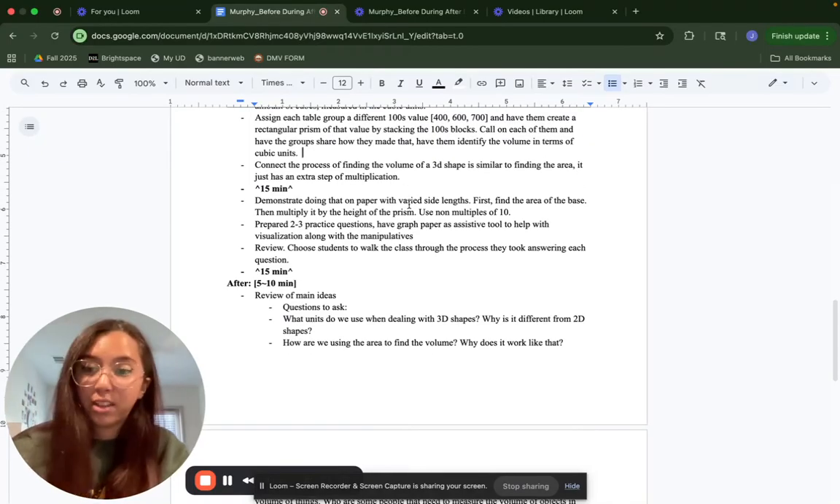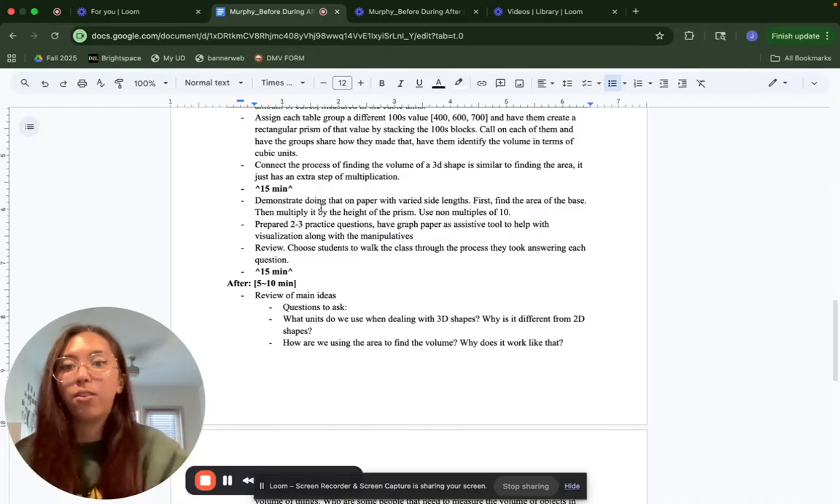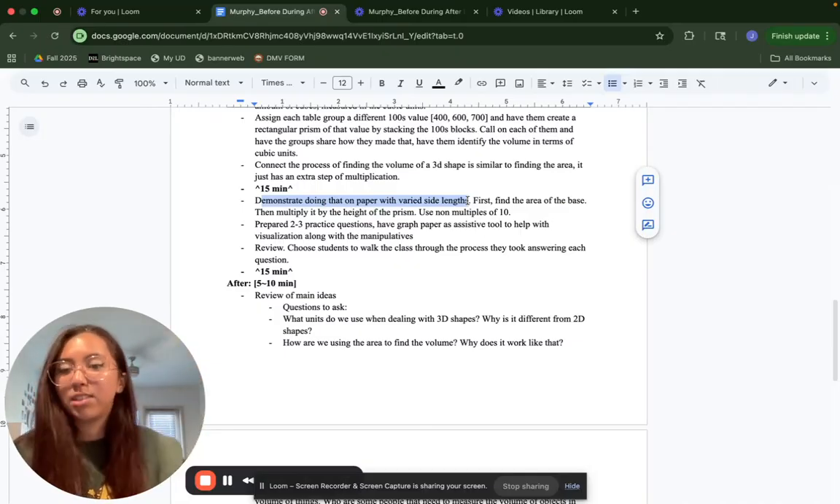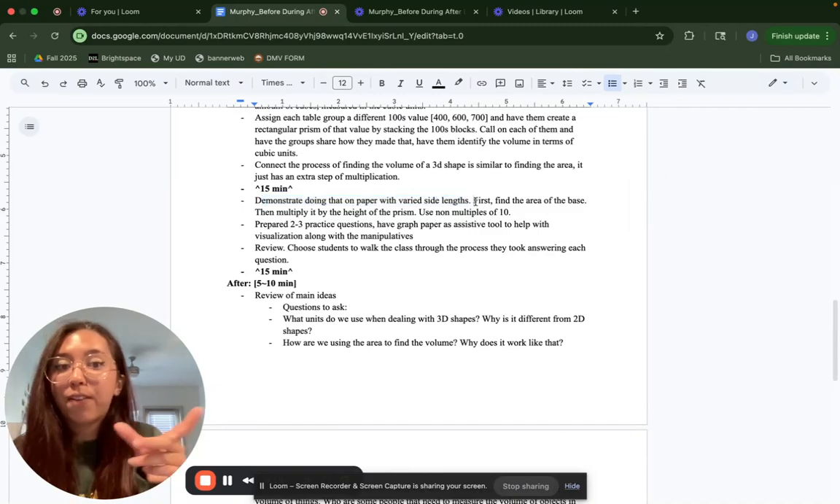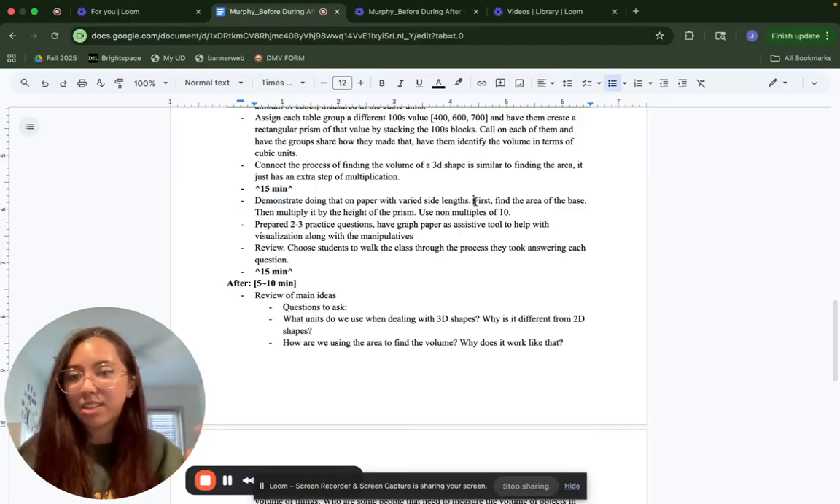So then we will move on to the second half of the during section, which is that I will do some guided teaching. So I can demonstrate doing that on paper with varied side lengths, knowing that I have the board and the students are then copying it on the paper. We could do first, we find the area of the base and then multiply it by the height. And I'm going to be using non-multiples of 10 just so it gets students more used to those other numbers.